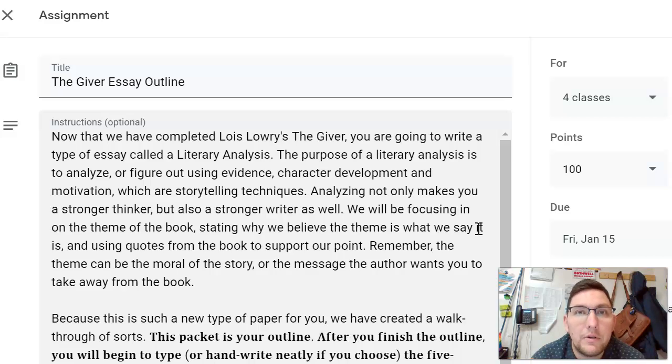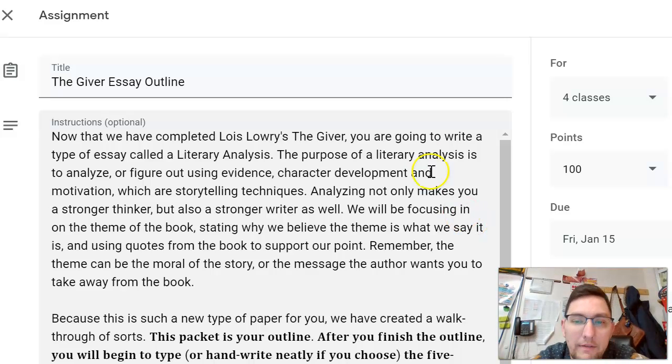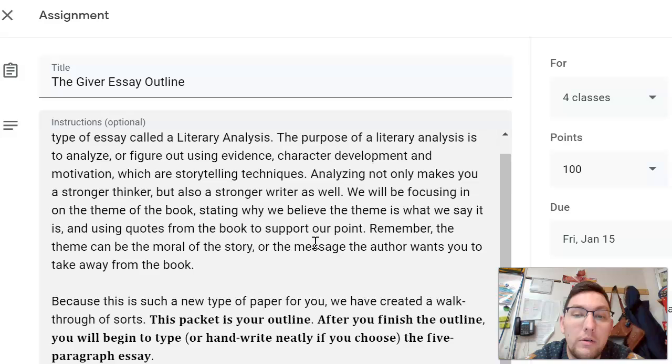So anytime we ever need to prove something in life, you need something to support it, and that's what evidence is. And the evidence will just be lines or quotes from the book. So that's going to be your evidence. And so you're going to spend a couple days trying to find evidence from the book to support your argument.